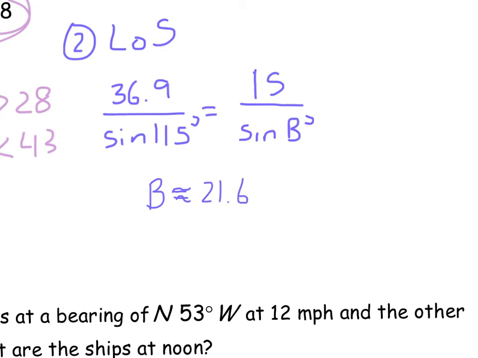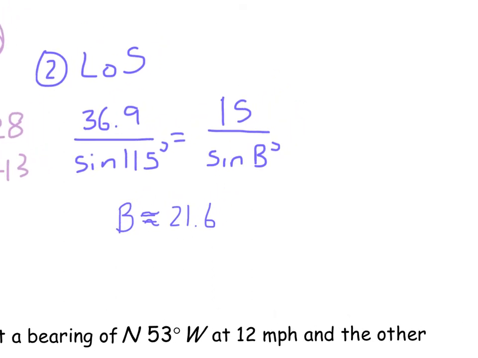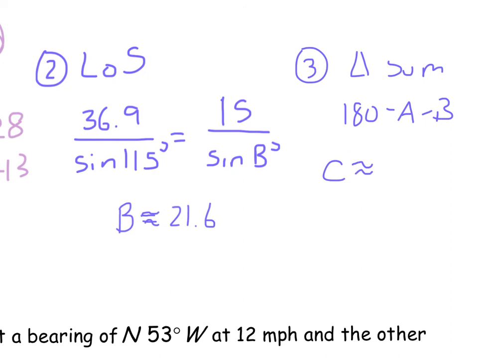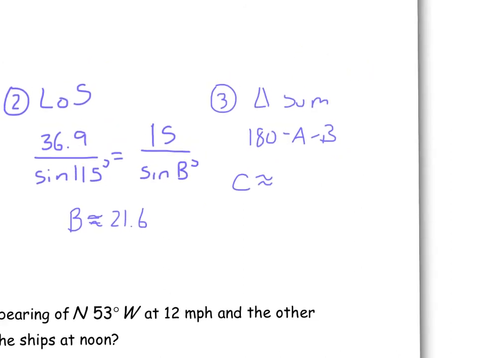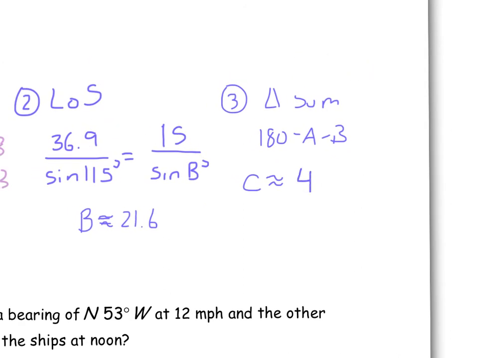So now I can use the triangle sum theorem, which will give me 180 minus the A minus the B. And I end up getting C is approximately equal to 43.4. I got 4. Did you get 5?